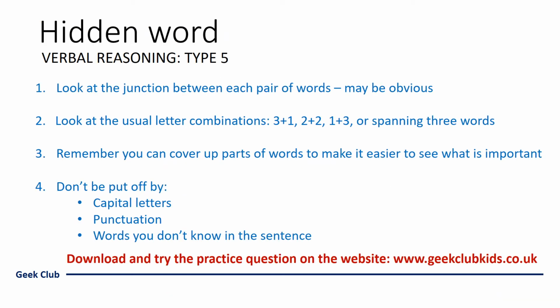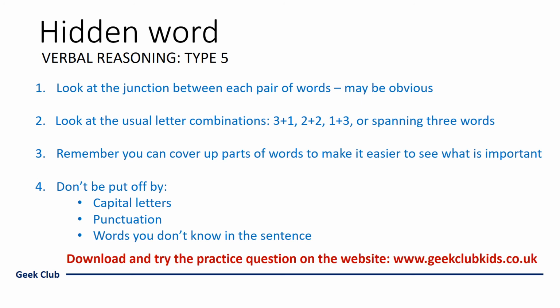And that's it for this question. So if you see a hidden word question type, remember to look at the junction between each pair of words, and sometimes when you read the sentence, that hidden word might jump out at you, but if it doesn't, then just systematically work your way through the sentence, looking at each junction in turn, but trying the 3+1 letter combination or 2+2 or 1+3 combination, where those letters span at least 2 different words.